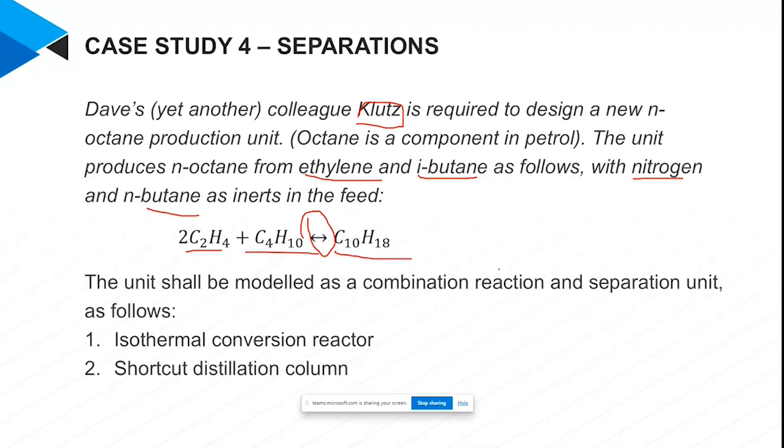The unit shall be modeled as a combination reaction and separation unit as follows. I'm going to give a conversion vector, which is a very simple reactor type. And then I'm just going to use a shortcut distillation column. If you have more time, you can go into the more detailed kind of distillation column. Okay, so let's start out with the conversion vector setup.